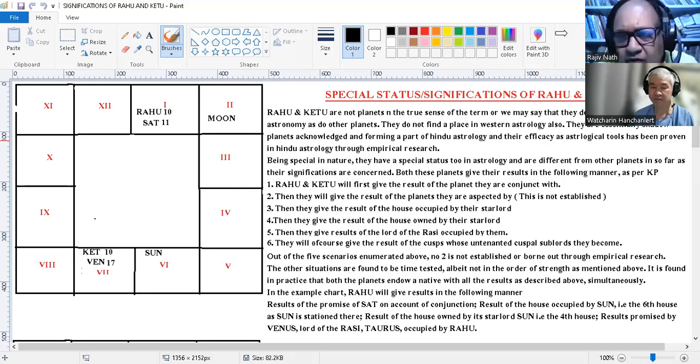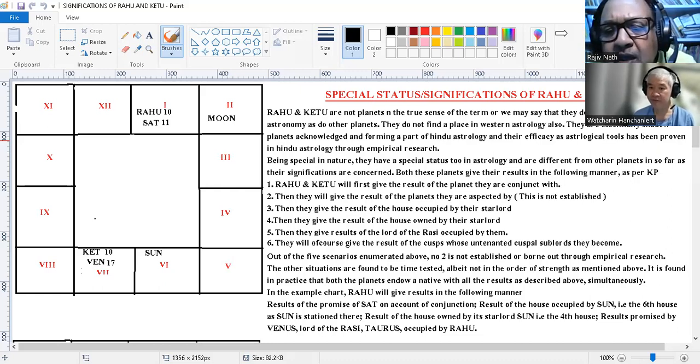I've given a chart on the left side. Results of the promise of Saturn on account of conjunction. See, Rahu is sitting with Saturn, so Rahu will give the results of Saturn also. The result of the house occupied by Sun, that is the 6th house, as Sun is stationed there. The results of the house owned by its star lord Sun.